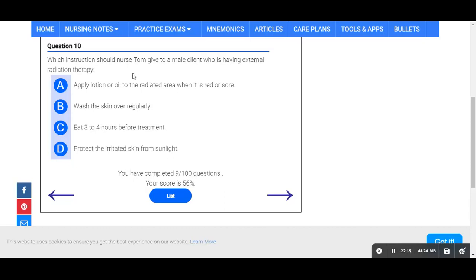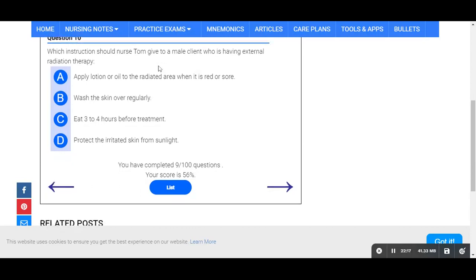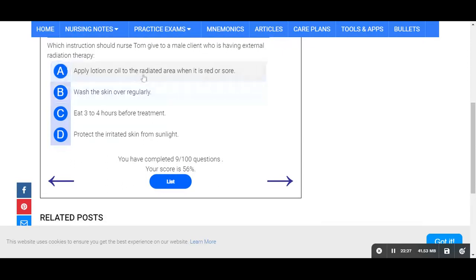Which instruction should Nurse Tom give to the patient who is having external radiation therapy? If we talk about external radiation therapy, we're actually talking about stuff like x-rays. Okay. Apply lotion or oil to the radiated area when it is red or sore. Wash the skin over regularly. Oh, by the way, external radiation therapy could also be therapy for cancer. Okay. Eat 3 to 4 hours before treatment. Protect the irritated skin from sunlight.